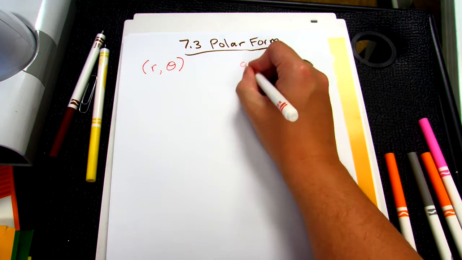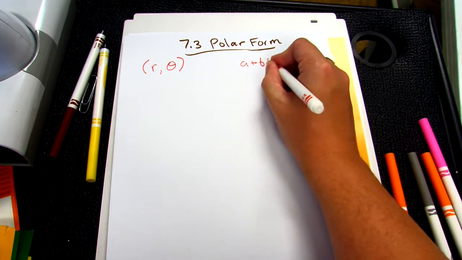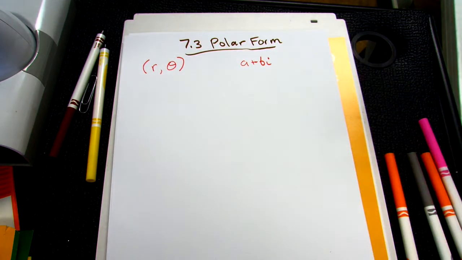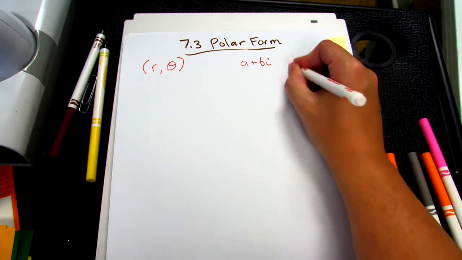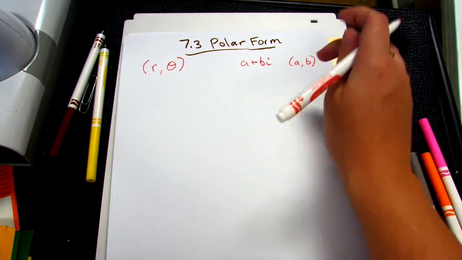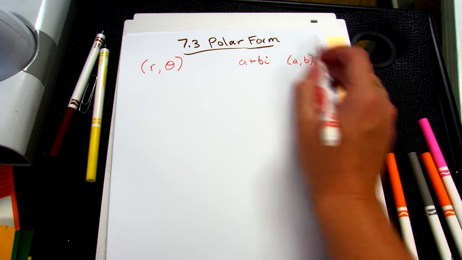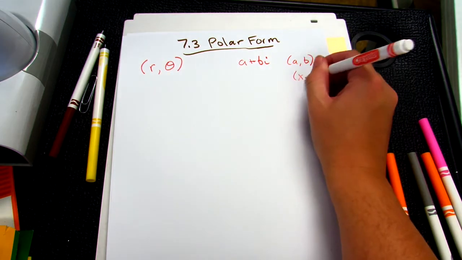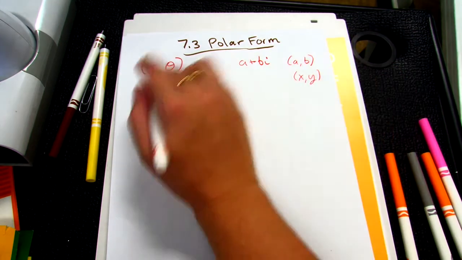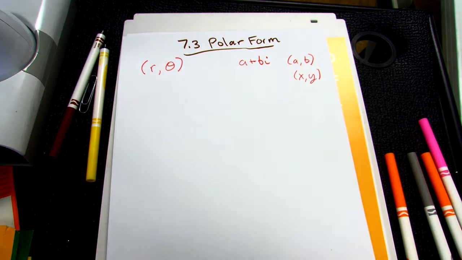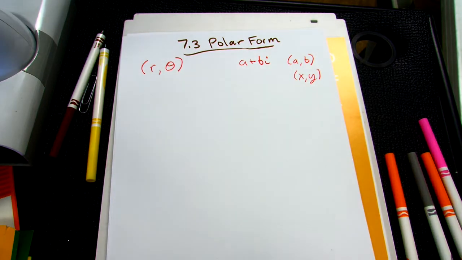In the last section, we learned how to write complex numbers in the standard form a plus bi. The rectangular coordinates for that was a comma b. So this a and this b correlate to x comma y, which correlates to r comma theta. So we're going to review the formulas to convert between rectangular and polar and back and forth.